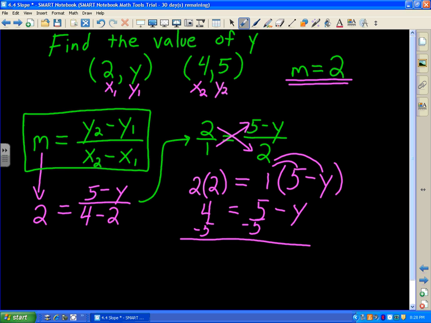4 minus 5 will give you negative 1. And we drop down the negative y. Don't forget to keep the negative sign with the y. How are we going to get y by itself here? Divide by negative 1, divide by negative 1. On the left side of the equation, we have negative 1 divided by negative 1, which gives us a positive 1. And on the right side, you have negative y divided by negative 1. And we know negative divided by negative is going to give us a positive. And y divided by 1 leaves us with y. So therefore, your answer, y, should equal 1.